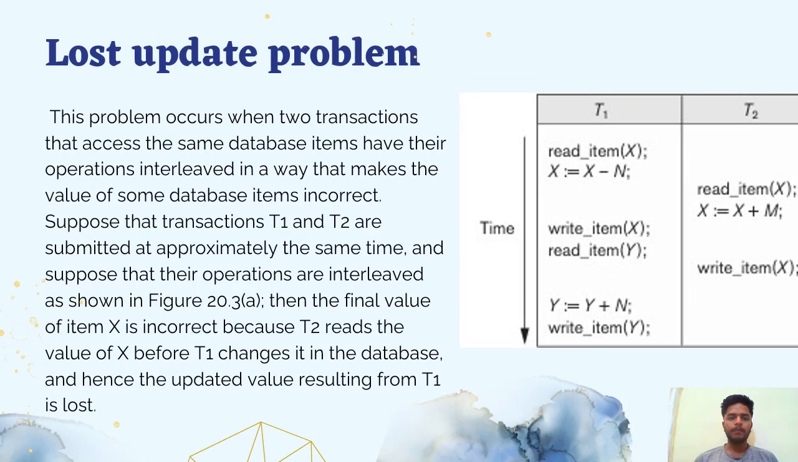Lost update problem. This problem occurs when two transactions that access the same database items have their operations interleaved in a way that makes the value of some database items incorrect. Suppose the transactions T1 and T2 are submitted at approximately the same time and their operations are interleaved. Then the final value of item X is incorrect because T2 reads the value of X before T1 changes it in the database, and hence the updated value resulting from T1 is lost.